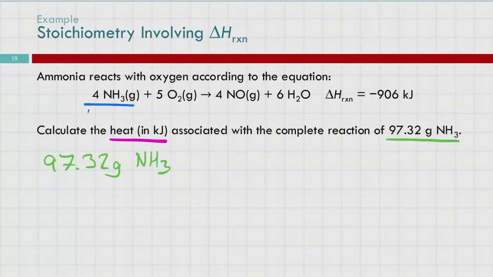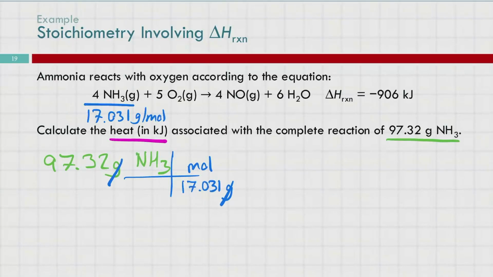So for ammonia, 17.031 grams per mole, we saw that earlier. So divide by that to convert from grams to moles. You might do this as an individual step on your calculator, and that's fine. So we've got 5.714... moles NH3. How do we turn that into heat in kilojoules?